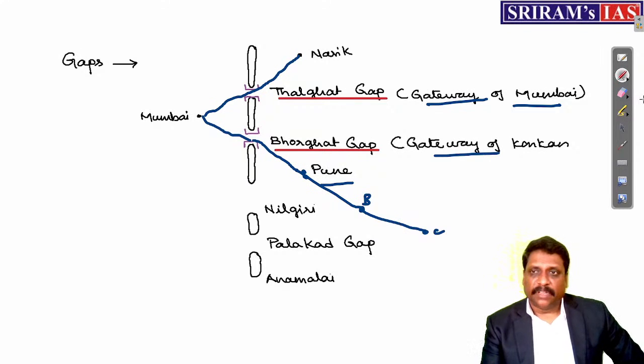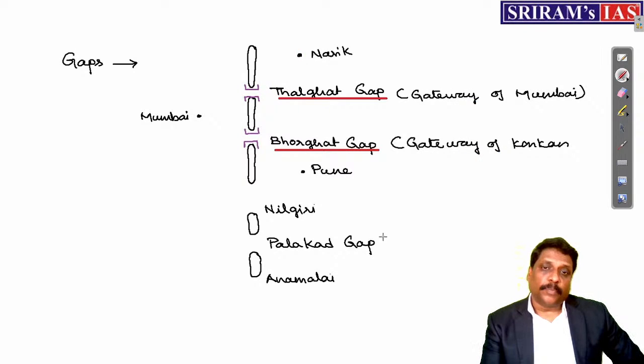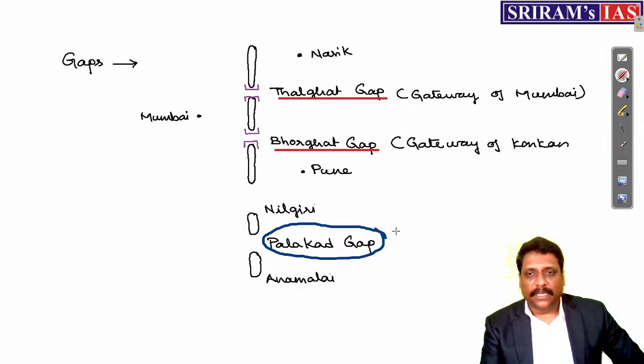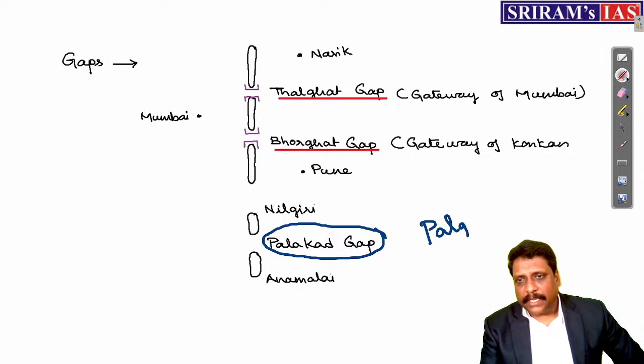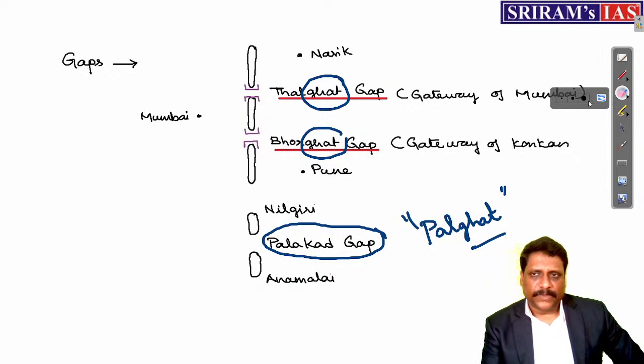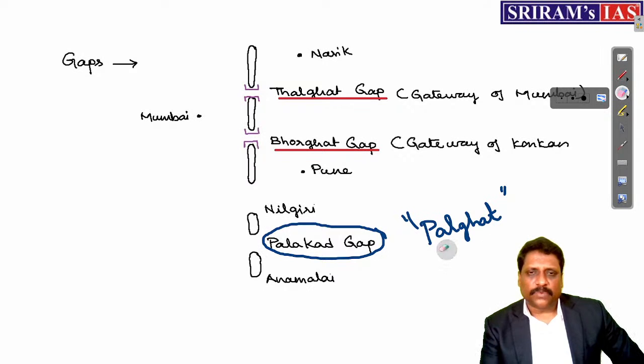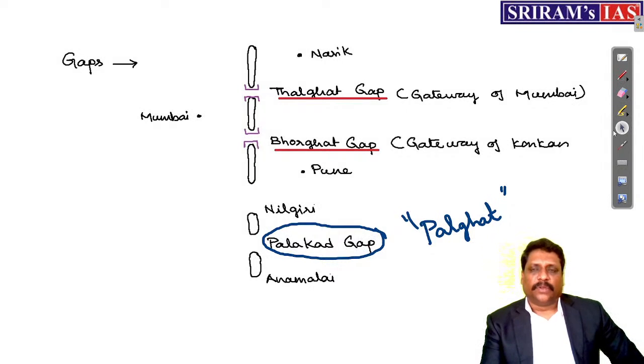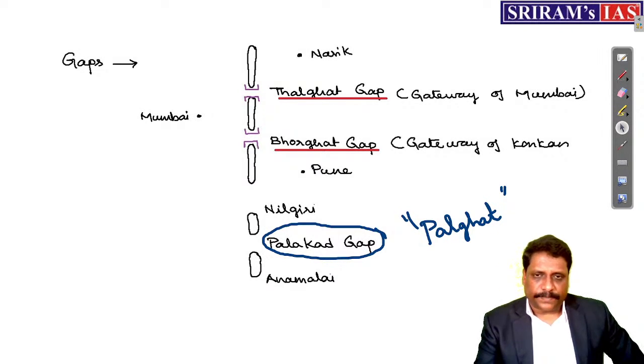Okay. You call them as what? Borghat gap. And my dear friends, we have one very prominent gap where even in your atlas you can find this gap. You call them as what? Palakkad gap. Either you call it as Palakkad gap or you call them as what? Palghat gap. Both way you can call it as. You can retain this word called as ghat here also. Ghat. Gap in the ghat. That's what the meaning is. Either you call them as Palakkad gap or Palghat gap. Either way, you can call it as.